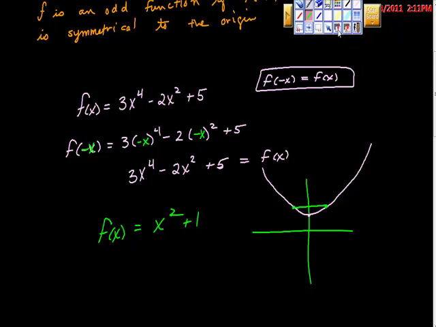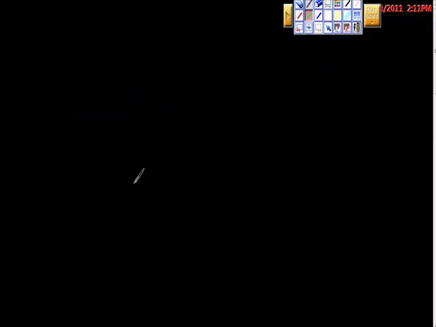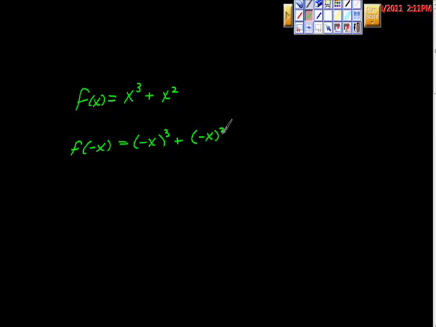Okay, let's try one more, just check out how this might work. Now let's try this function. So even or odd, right? That's our question here. f of x is equal to x cubed plus x squared. So what we're going to do again is take f of opposite x here, which would give us opposite x cubed plus, right?